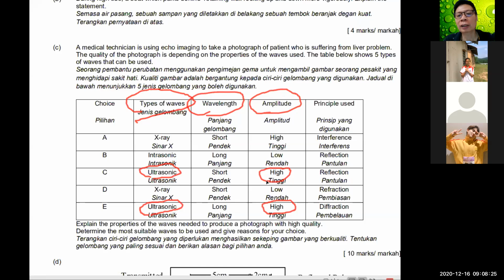Okay, last one, the principle used. Interference, reflection, refraction, diffraction. So which one? Let's hear from Pan. Pan, what principle is used here? Pan cannot talk, so he typed. He said reflection, correct. Pan, you are right. Thank you. We choose reflection, because the sound hits the organ and gets reflected. So very obvious already. So the answer is C, I think, right? Or we have another better one.